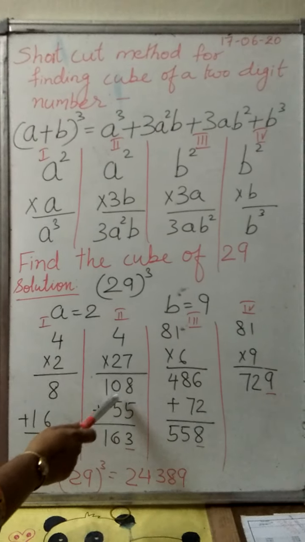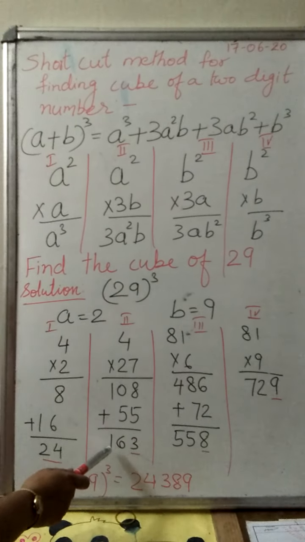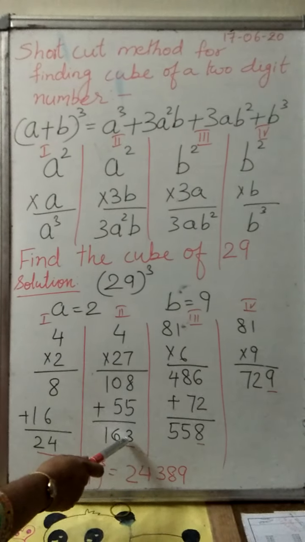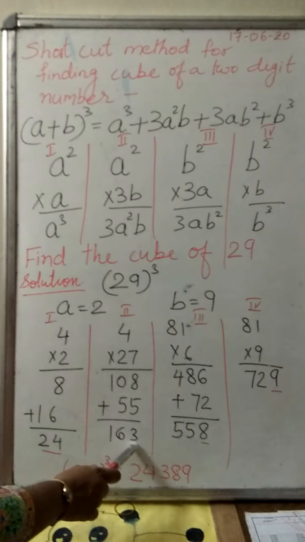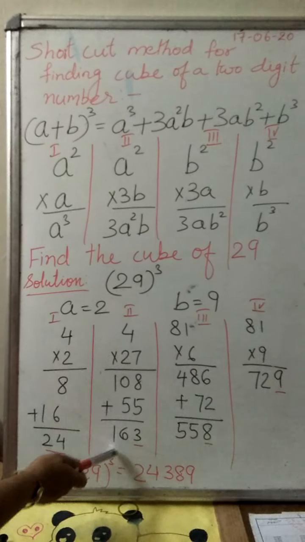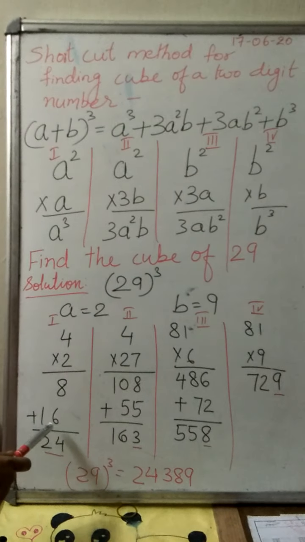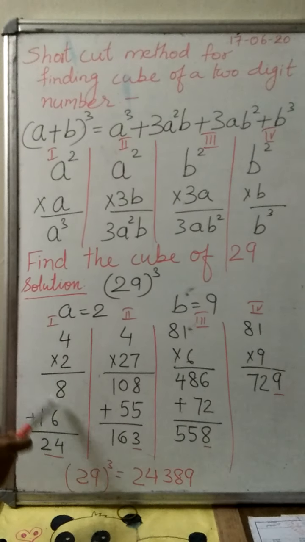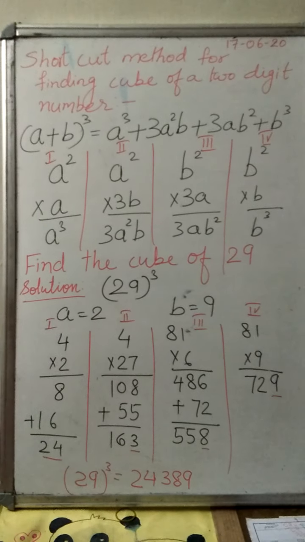So 108 plus 55 is equal to 163. Again leaving this underlined digit, take these two digits and then come to the first column and add it. So 16 plus 8, that is 24.